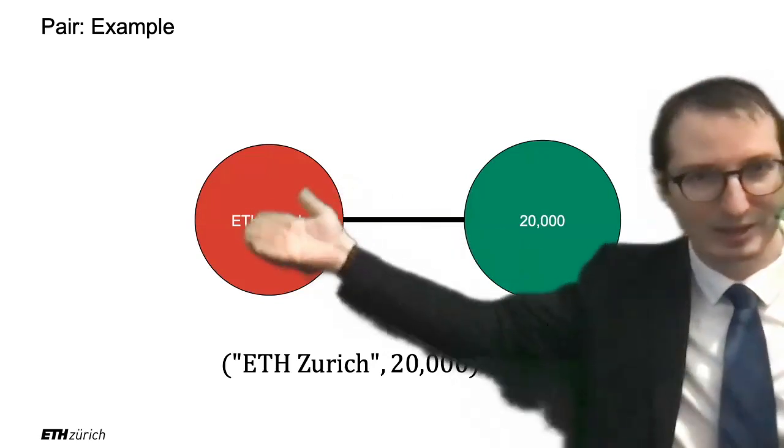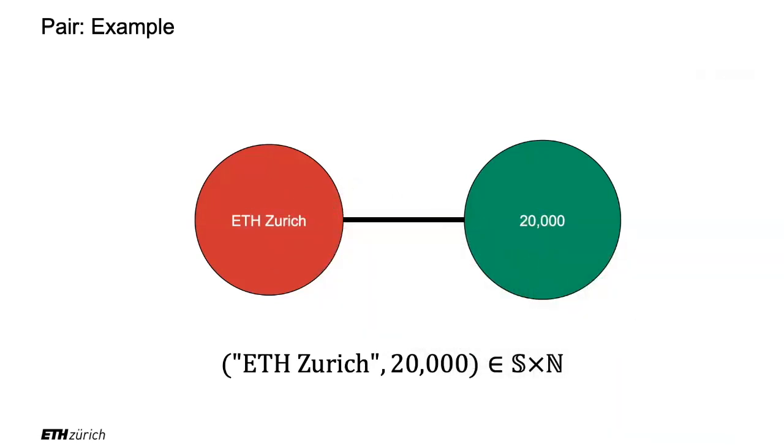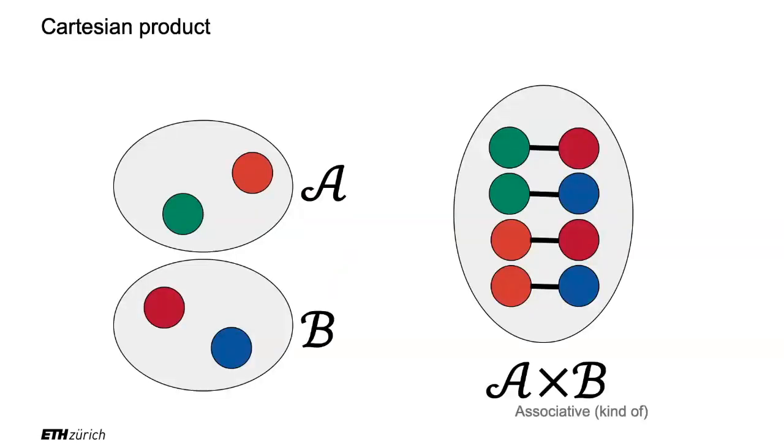Visually, I can put it like this, like ETH Zurich, 20,000, okay? Maybe I should change it to 25,000 because I think now the number of students has grown again. When I arrived at ETH, I think there were 13,000 students. So now we kind of doubled the size. Okay.